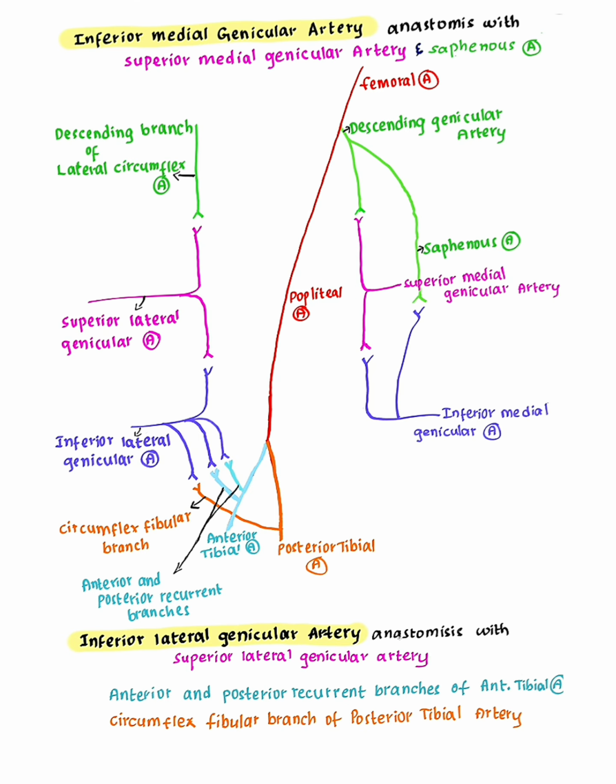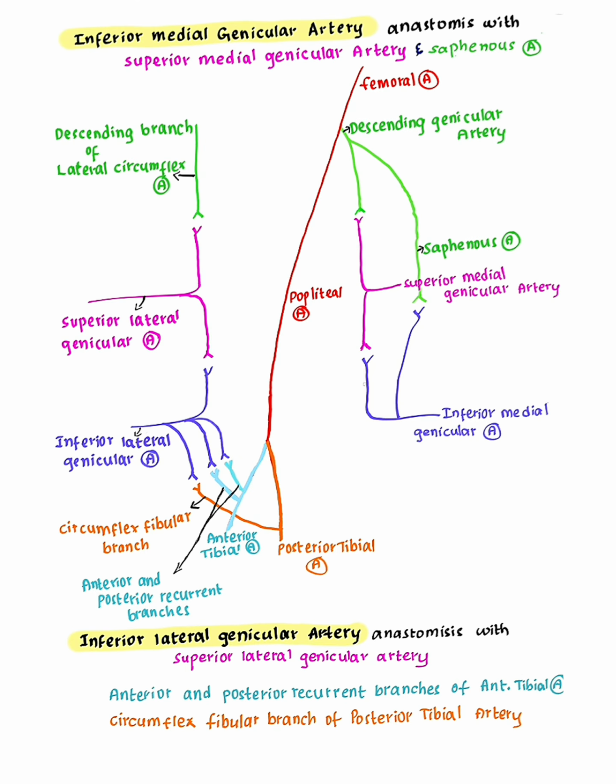Inferior lateral genicular artery anastomoses with superior lateral genicular artery. It also anastomoses with anterior and posterior recurrent branches of anterior tibial artery, and circumflex fibular branch of posterior tibial artery.